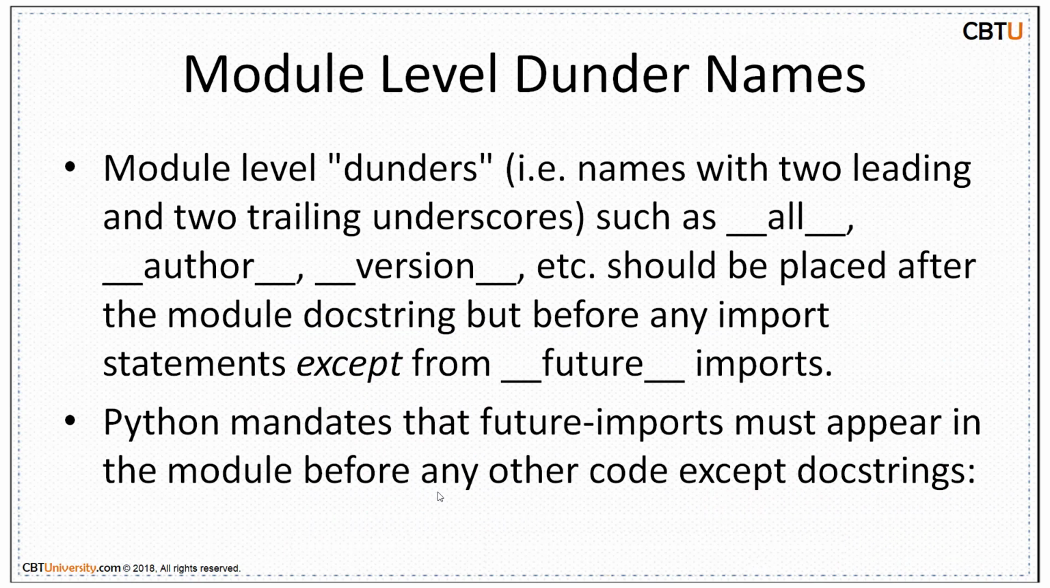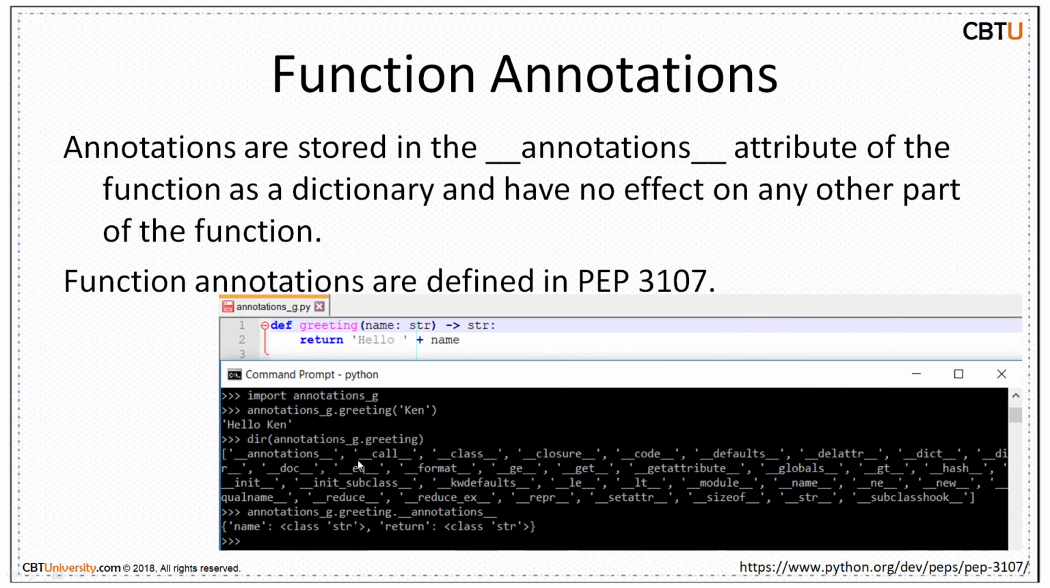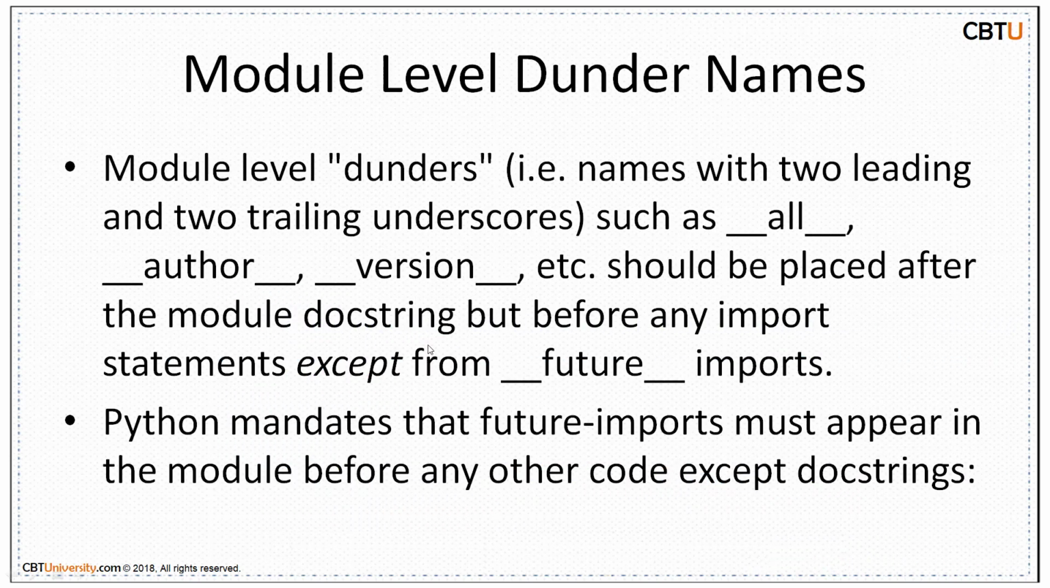Dunders are the names with two leading and trailing underscores, such as __annotations__, which we have just seen, and others like __call__, __closure__, __code__. These are dunder names. These dunders should be placed after the module docstring, but before any import statements except from __future__ imports. Python mandates that future imports must appear in the module before any other code except docstrings.